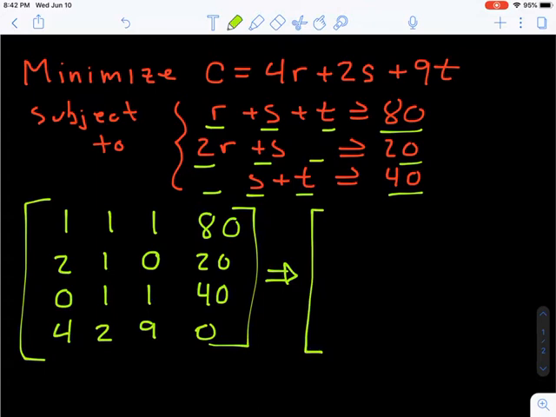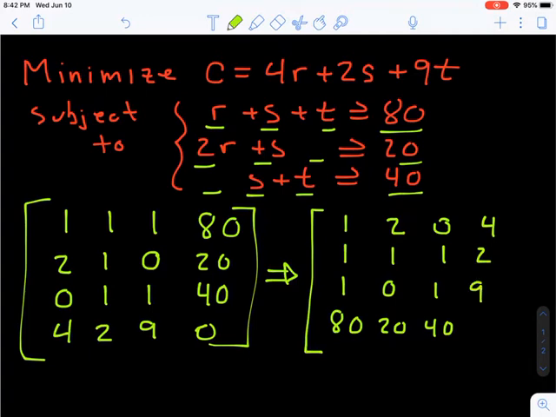So row 1 is going to become column 1. 1, 1, 1, 80. Row 2 becomes column 2. 2, 1, 0, 20. Row 3 becomes column 3. 0, 1, 1, 40. And row 4 becomes column 4. 4, 2, 9, 0.